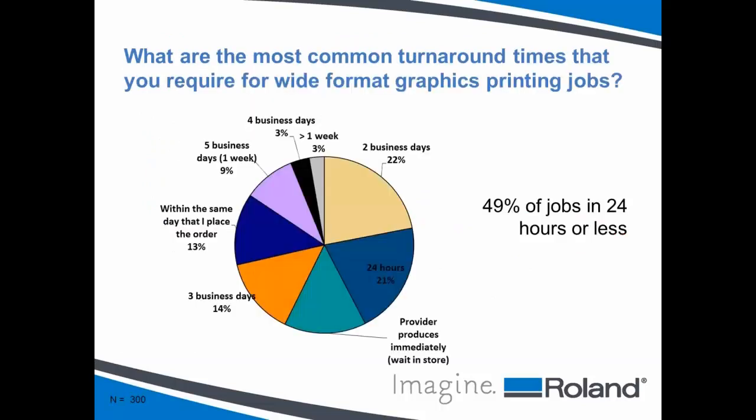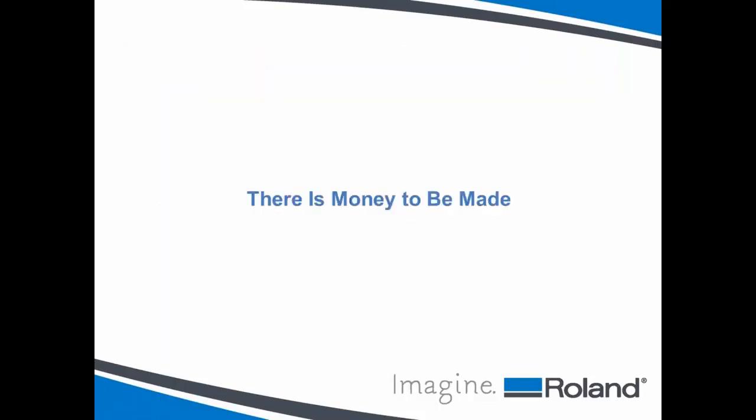And this is an interesting graph here. What's the most common turnaround times that are required for wide format graphics? Just about half of the jobs are done in a day or less. Okay? And I'm going to show you some ROI information on just some typical jobs that would come through in a day. Not saying that they take an entire day to print. Most of them take less than 4 hours of printing. And you can get a feel for the different types of products that you can add in and a quick turnaround. There's money to be made.